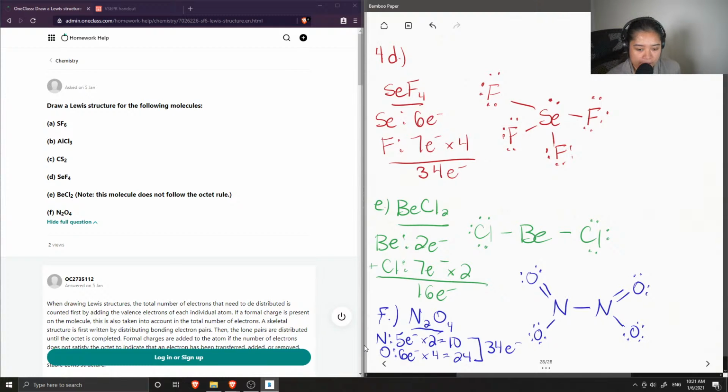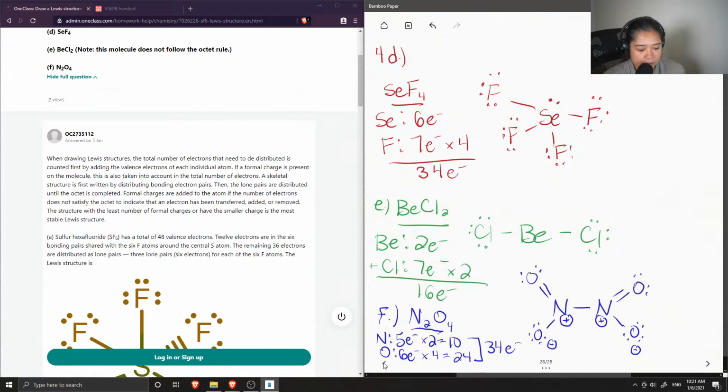So we have 34 already, and if we were to show all of the charges, the 2 nitrogens would have the positive charge, which is good since nitrogen is less electronegative than the oxygen, which should hold the 2 negative charges. So now that all the charges cancel each other out, we have a neutral molecule. So this is the following Lewis structure for dinitrogen tetraoxide.